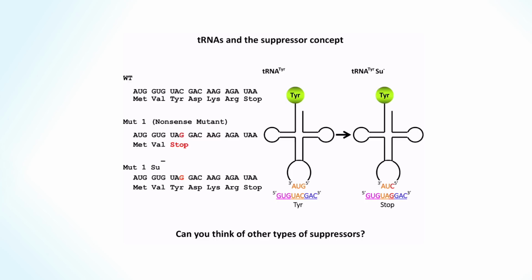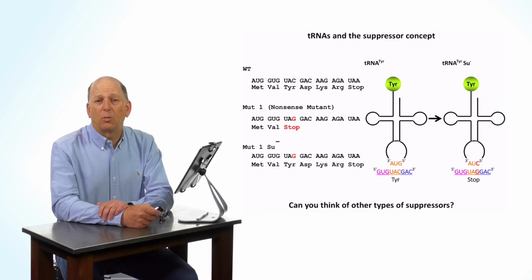Selection for suppressors resulted in a tRNA suppressor mutation designated as SU-, in which the UAG stop codon is now recognized by a mutant tRNA tyrosine with its anticodon changed from 5' GUA 3' to 5' CUA 3'. Now the tRNA tyrosine recognizes the stop codon and inserts tyrosine, restoring the function of the protein. You might think about whether the suppressor would have to put in the same amino acid or whether another amino acid would do. Also, could you use selection to suppress a pathogenic missense change?